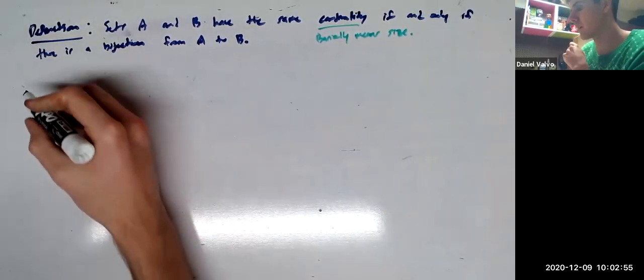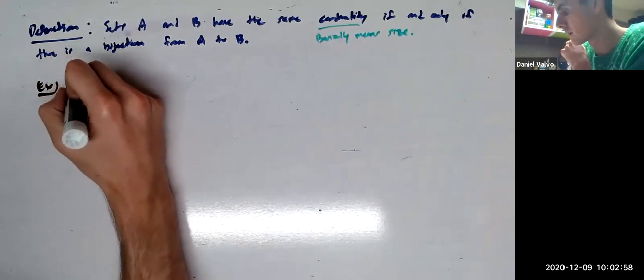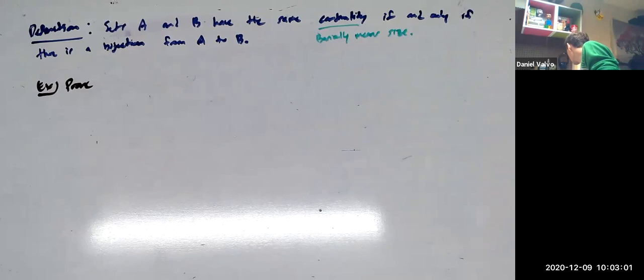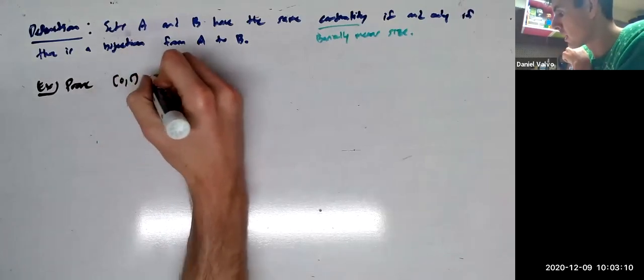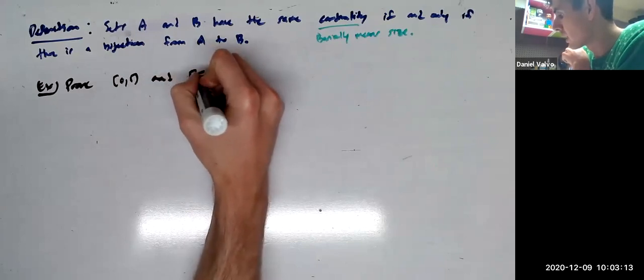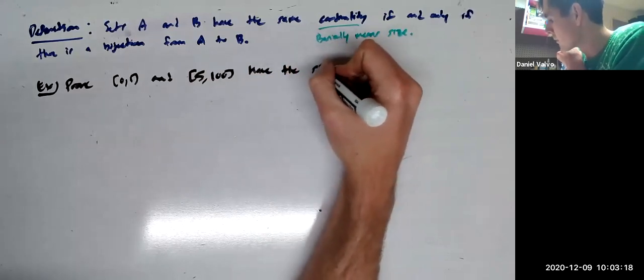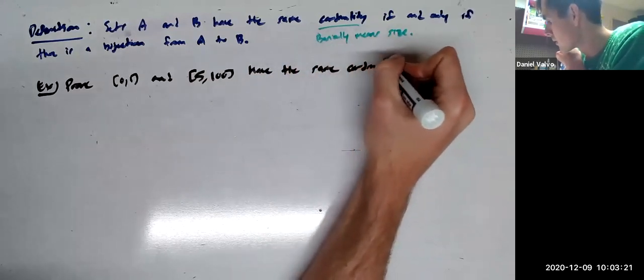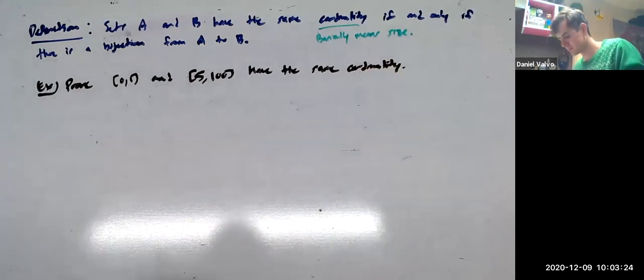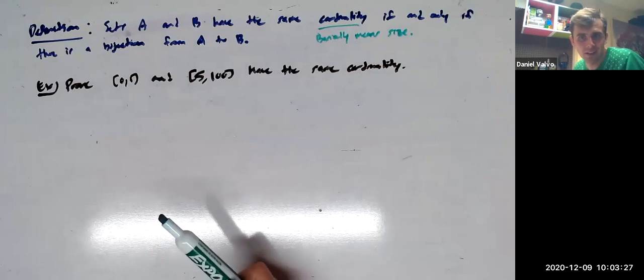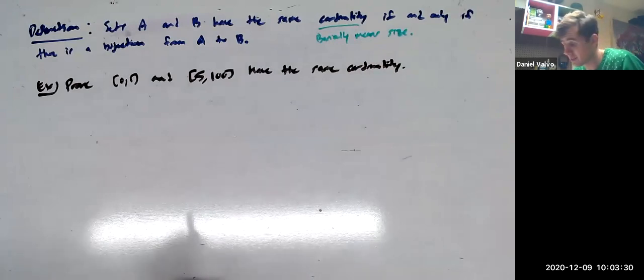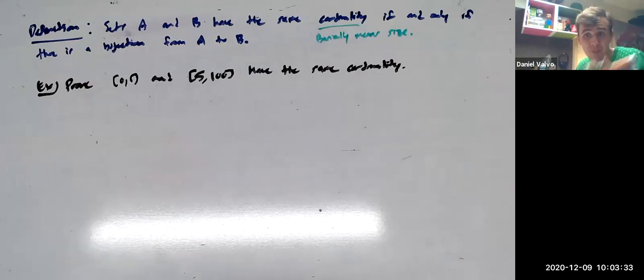So the first example I'm going to do is say, prove that the interval [0, 1] and the interval [5, 100] have the same cardinality. And remember, since two sets have the same cardinality if and only if there's a bijection between them, to prove this we need to find a bijection from [0, 1] to [5, 100], or the other way around.